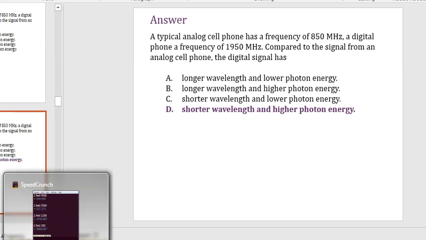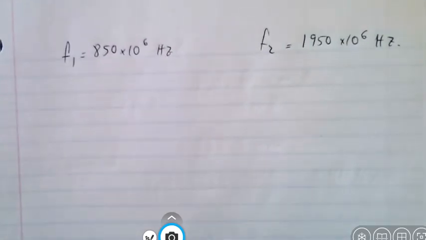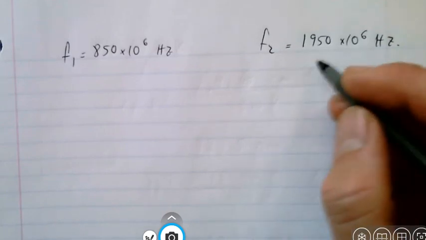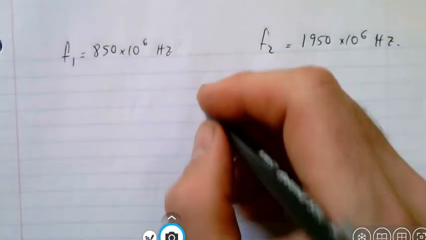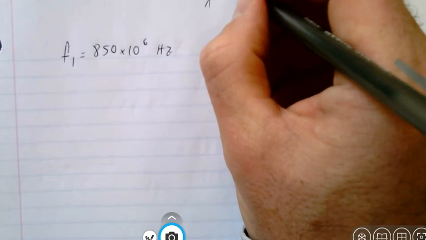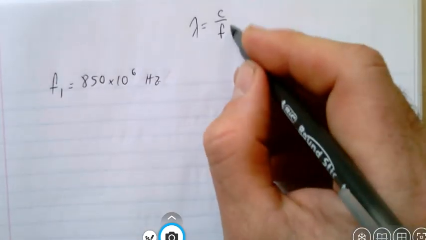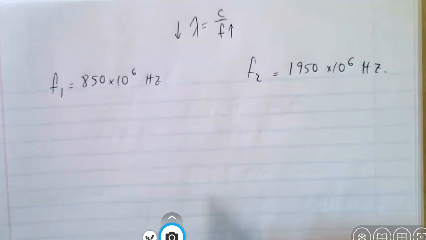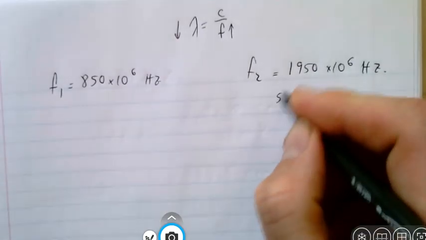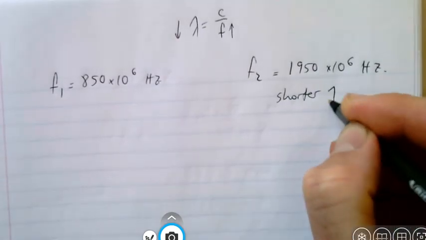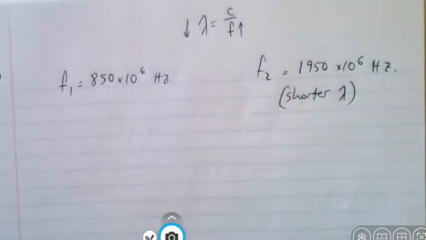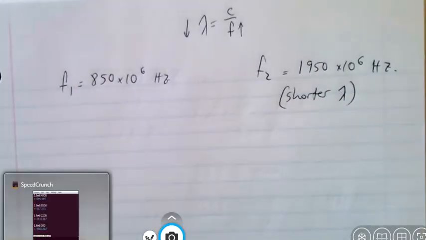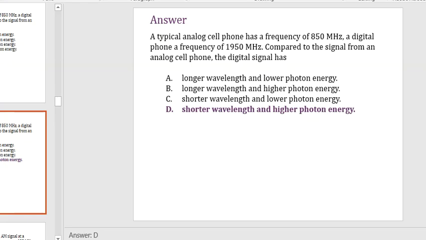Well, in this case, I can think through it like the following. I can say, well, it seems to me that this is the one with the higher frequency. And so I know that wavelength is equal to C divided by F. So in other words, if the frequency is higher in this case, then the wavelength must be shorter. So this one has the shorter wavelength compared with F1.